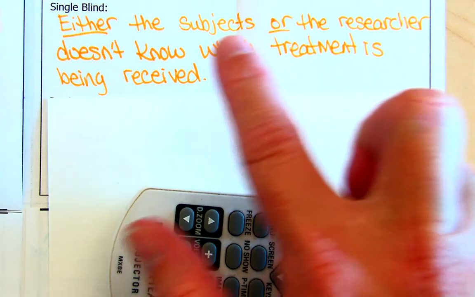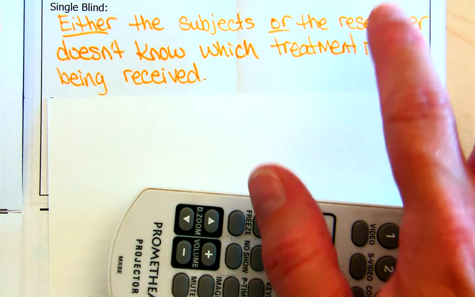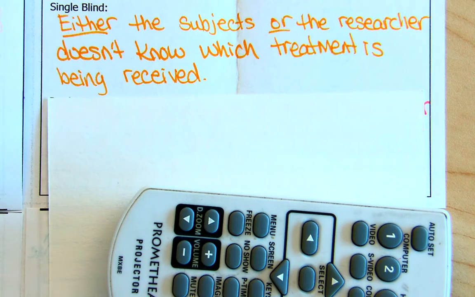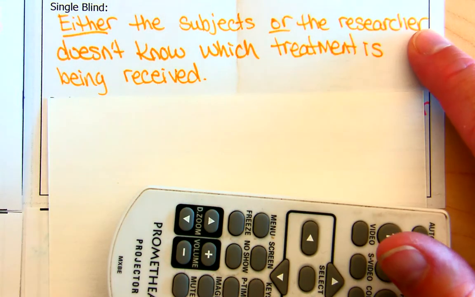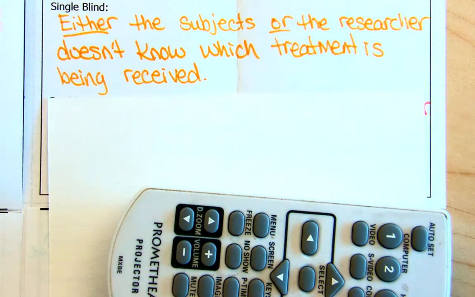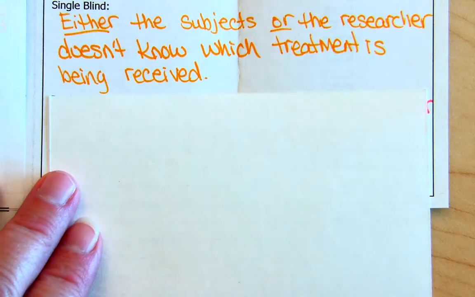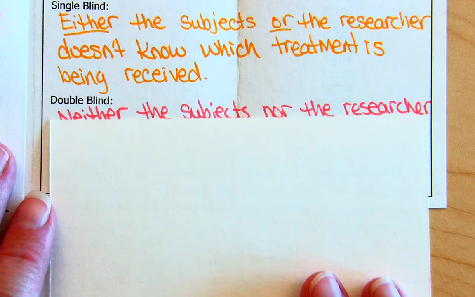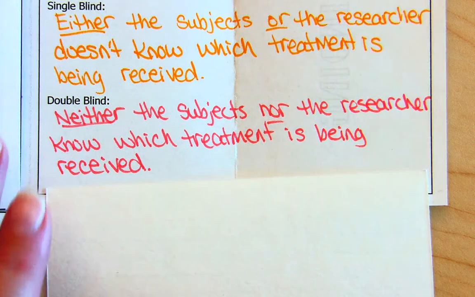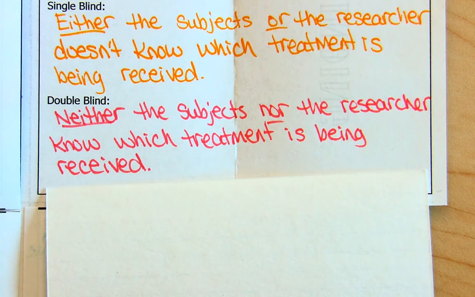So when we talk about this, don't confuse the researcher with the person publishing the study, because that's different. This is the person interacting with the subjects, not necessarily the person who is called for the study. Okay, double blind. This is when neither the subjects nor the researcher knows which treatment is being received. So neither of them know.